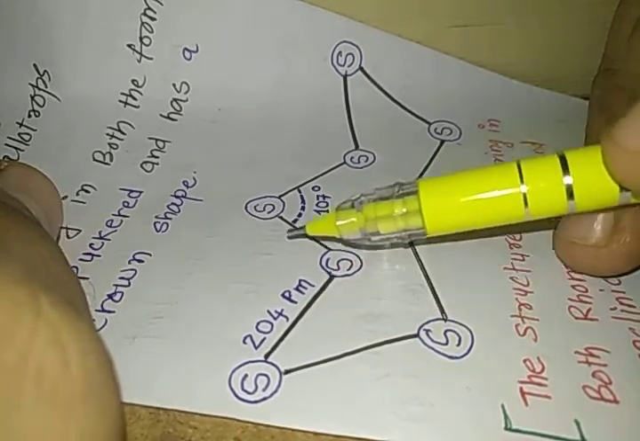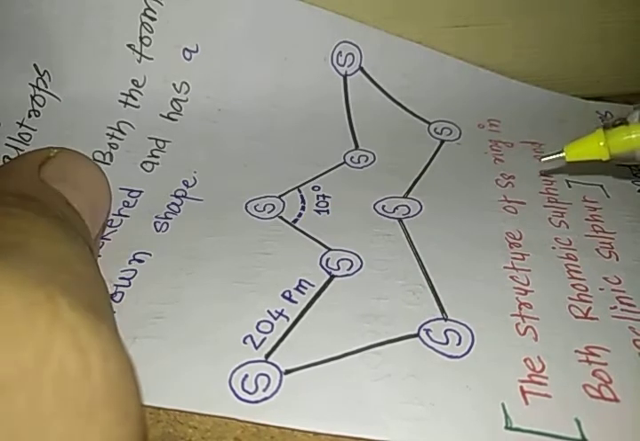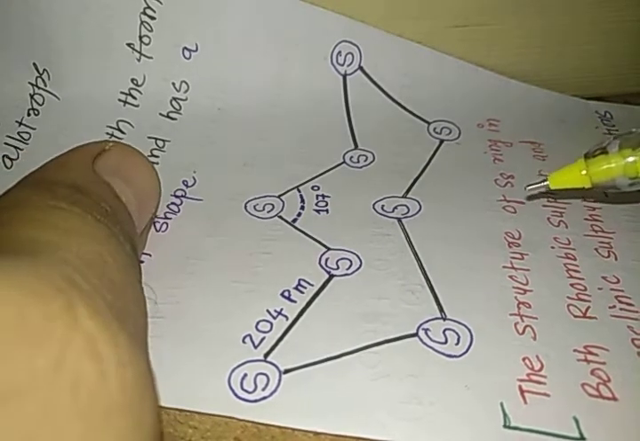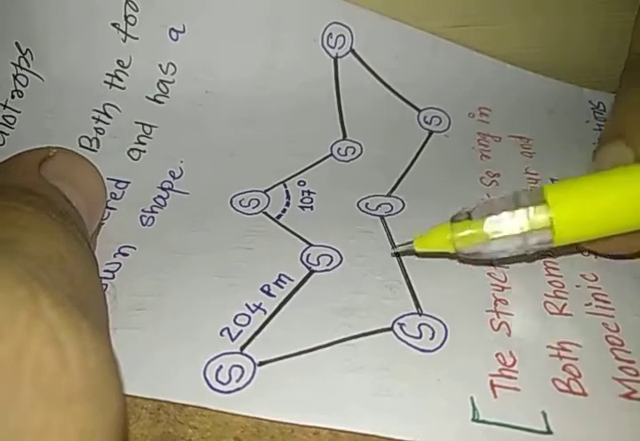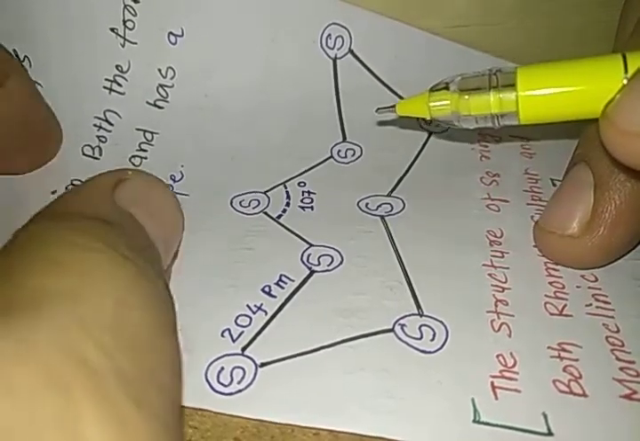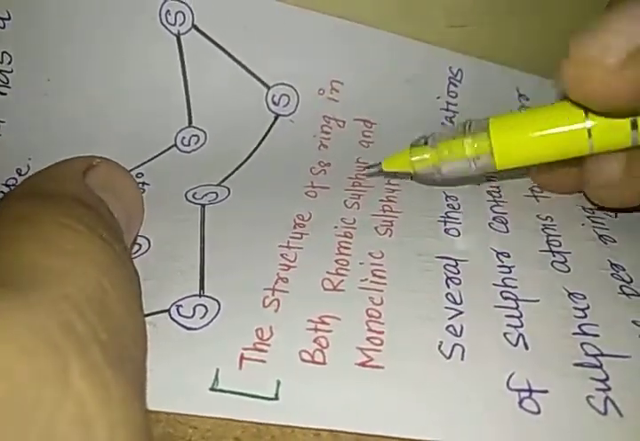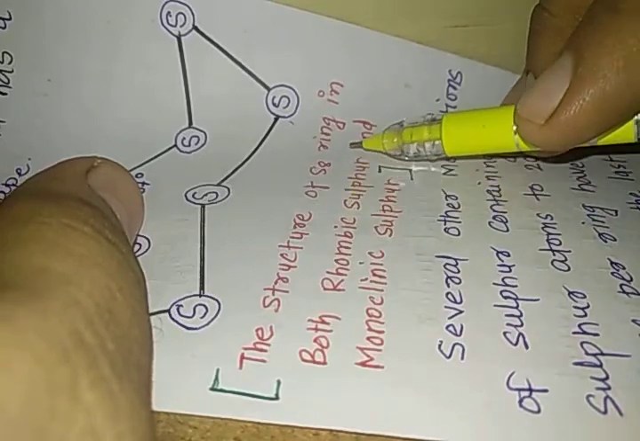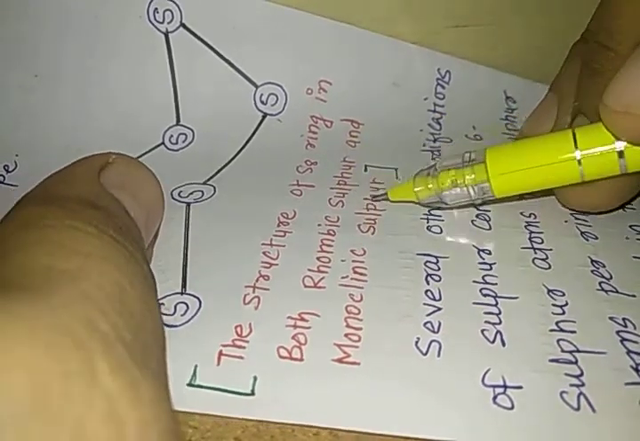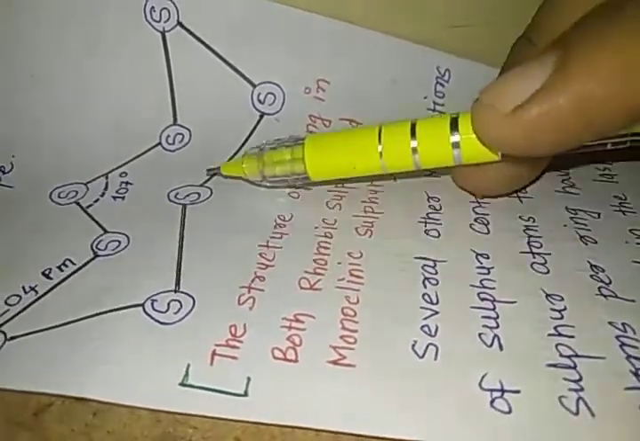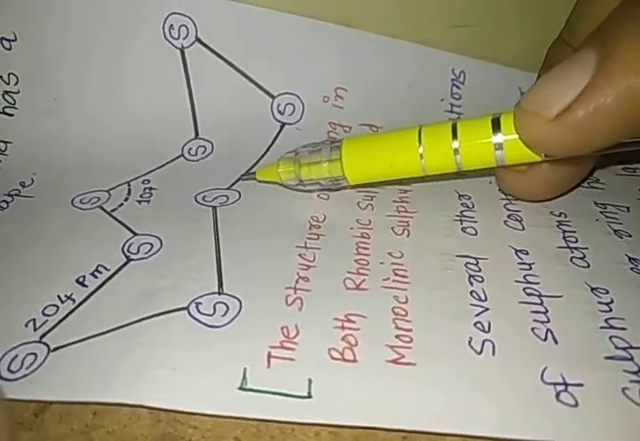This is how both rhombic sulfur and monoclinic sulfur exist as the S8 molecule structure, and they are available in this crown shape. The structure of the S8 ring in both rhombic sulfur and monoclinic sulfur is shown in the figure. I hope it is understood well.